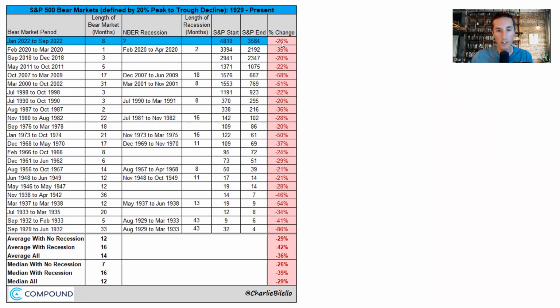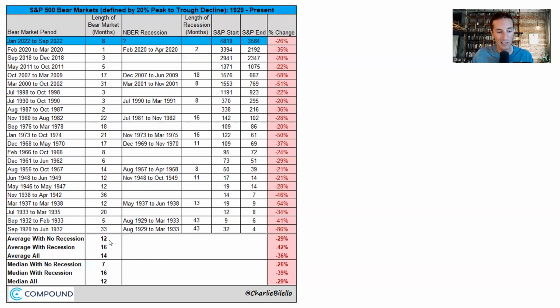So where are we today? Well, it depends on whether you think this is going to be one of those longer term bear markets or somewhere in between. Obviously, it can no longer be considered one of these short and shallow bear markets. And in terms of averages, and there's a lot of variability around the average, the average of all bear markets since 1929 is around a 36% decline, median 29% decline. So if you're looking at the median, we're essentially almost there.